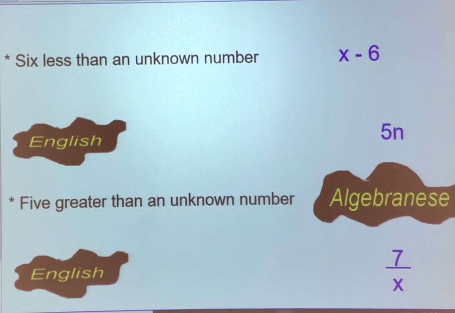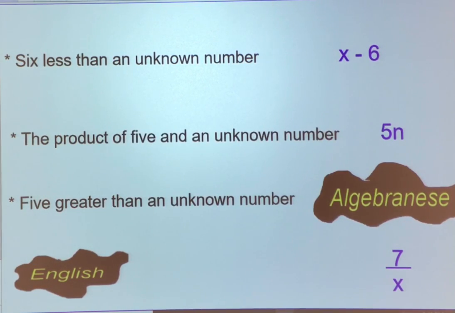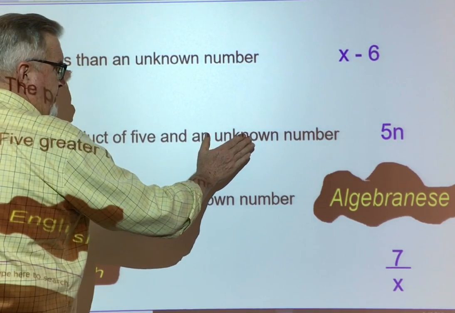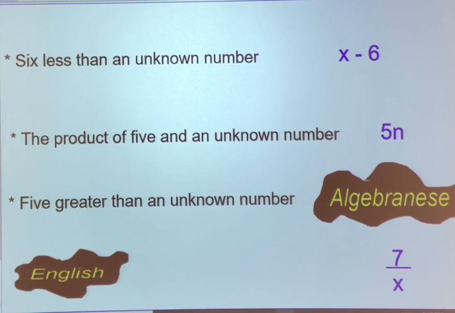Okay? The next one is in Algebraese, and we're going to translate it to English. So it just says 5n. We remember that when we have a number or coefficient bumped up to a variable, it implies multiplication. There's lots of ways we could write it, but one way would be the product of 5 and an unknown number. Or we could simplify, we could leave out the unknown part and just say the product of 5 and a number.